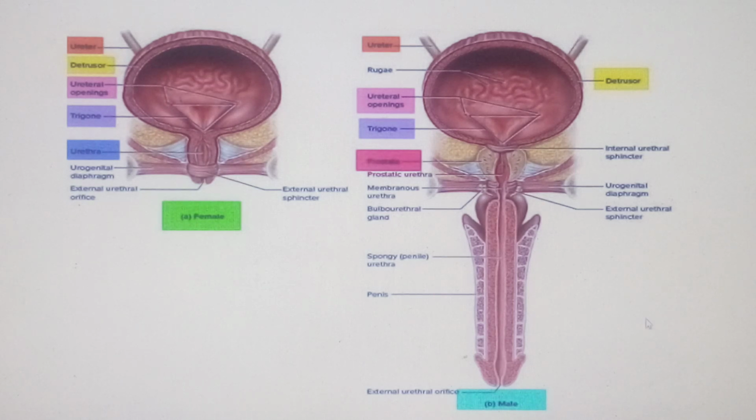So I told you about the rugae in the urinary bladder, because they're thrown into folds, but this trigone, the triangular shaped region, please get to know that, very important, because of the absorption of the mesonephric ducts, it is smooth.